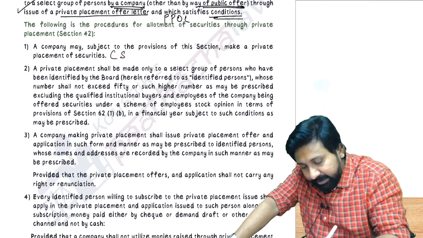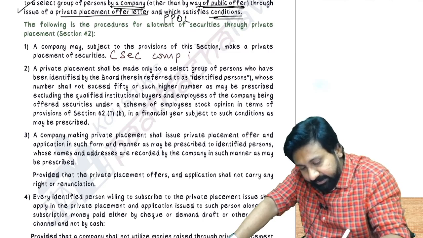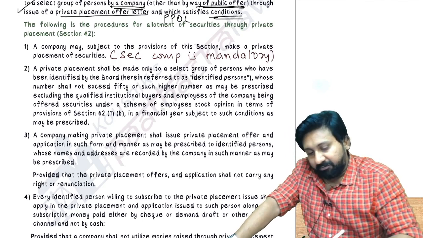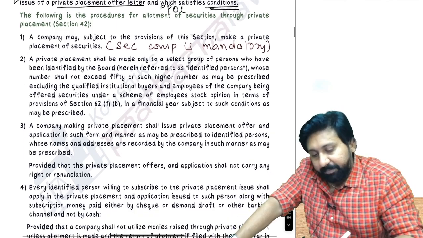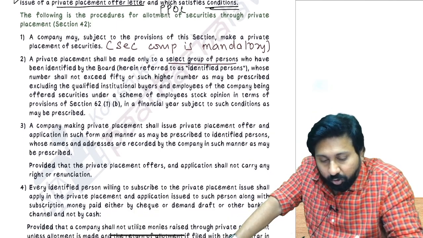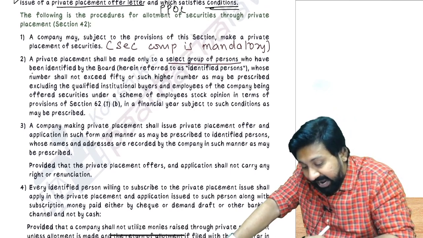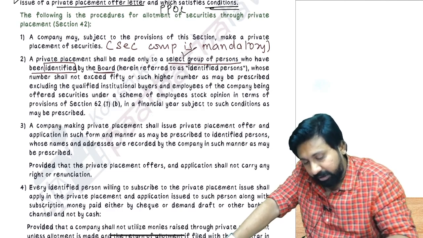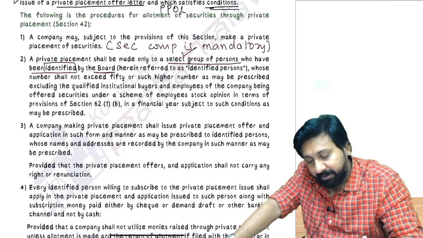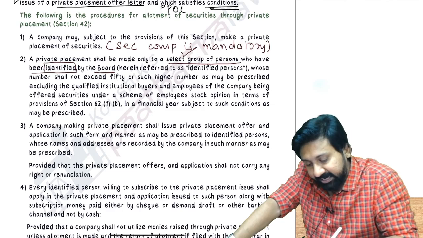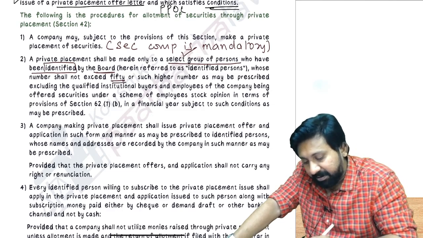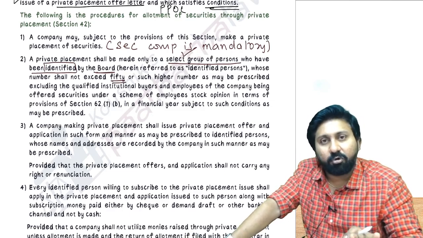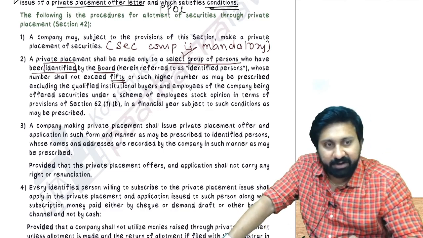So, section compliance is mandatory. That's the meaning. Next, first, a private placement shall be made only to a select group of persons who have been identified. Selected group identified by the board. From now, they will be called as identified persons whose number shall not exceed 50 or such higher amount as may be prescribed. As of now, 50. Maximum to how many you can make? 50 people you can make a private placement.